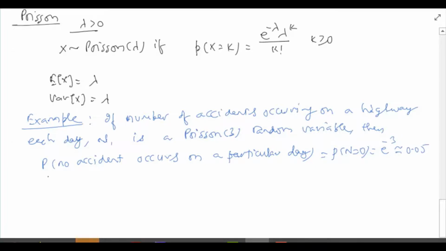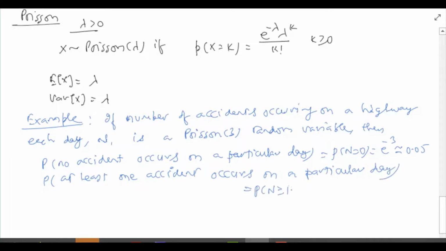Similarly, the probability that at least one accident occurs on a particular day, that is probability that N is greater than or equal to 1, will be 1 minus probability that N equals 0, so it will be 1 minus e raised to minus 3, which will be roughly 0.95.